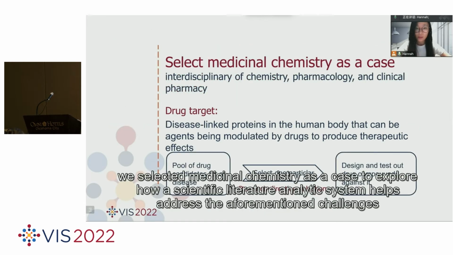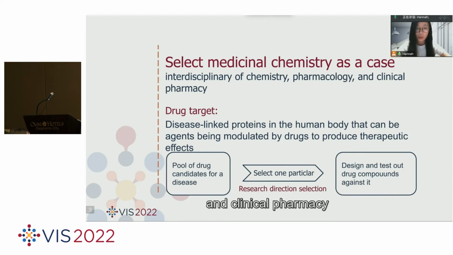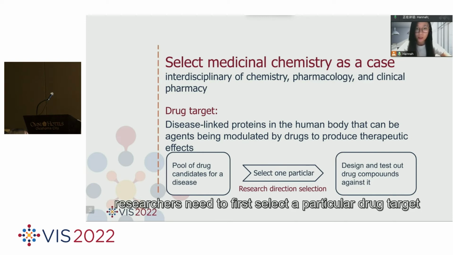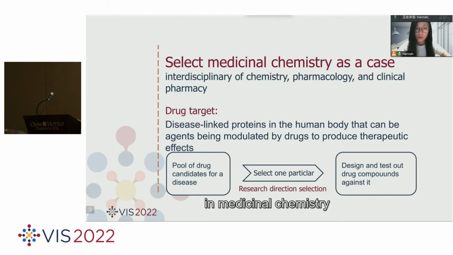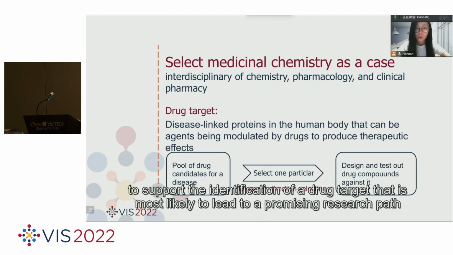In this paper, we selected medicinal chemistry as a case to explore how a scientific literature analytic system helps address the aforementioned challenges. Medicinal chemistry is a scientific discipline at the intersection of chemistry, pharmacology, and clinical pharmacy. In medicinal chemistry, researchers need to first select a particular drug target and then design and test out drug compounds against it. Therefore, in medicinal chemistry, research direction selection is drug target selection. So we proposed an interactive visual tool, MedChemLens, to support the identification of a drug target that is most likely to lead to a promising research path.